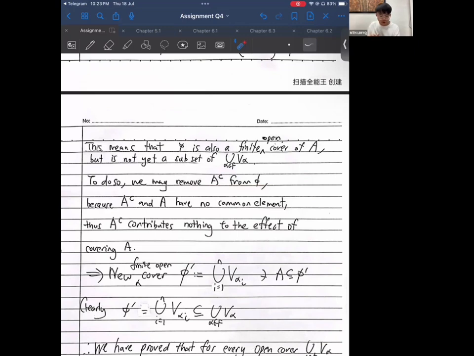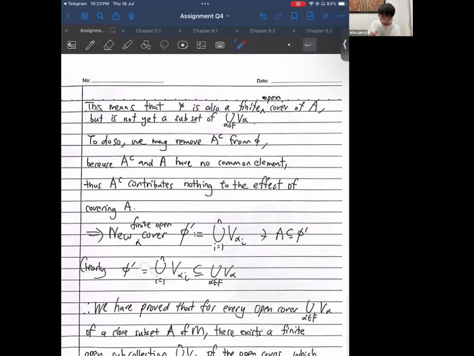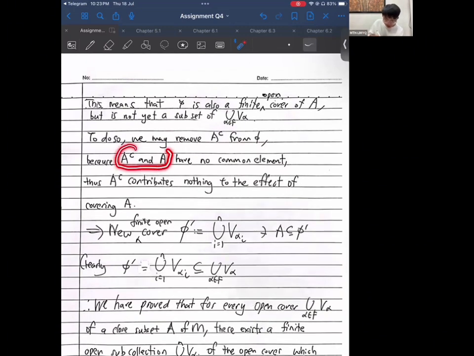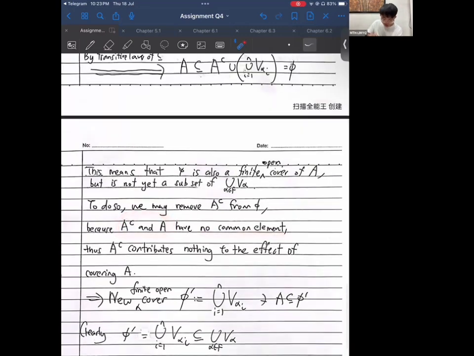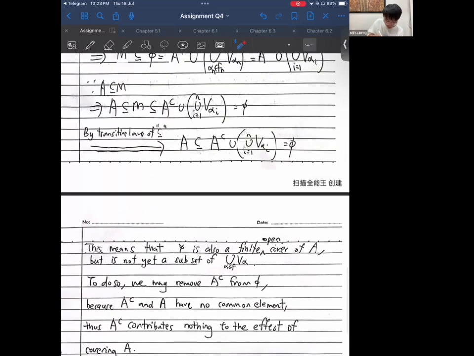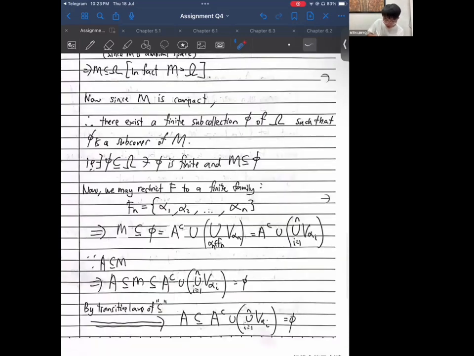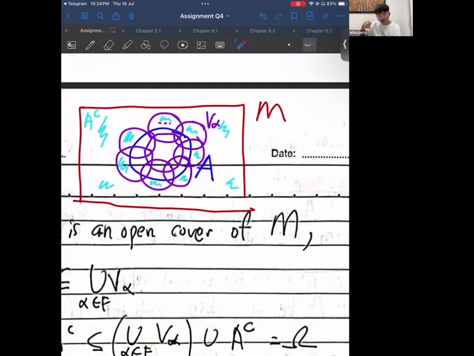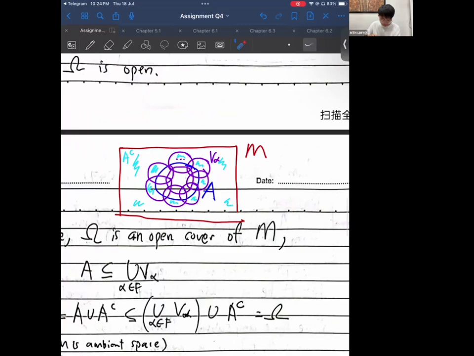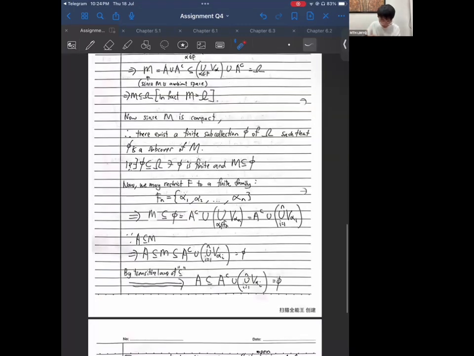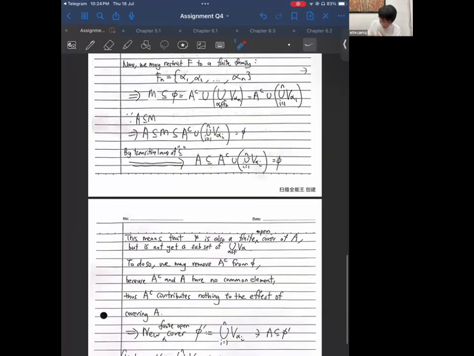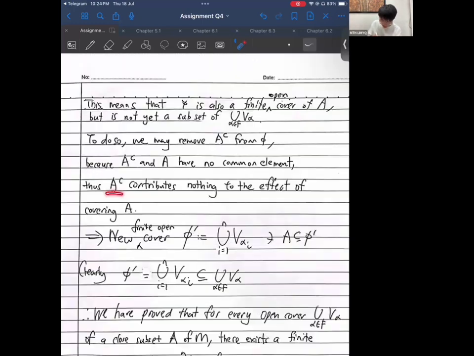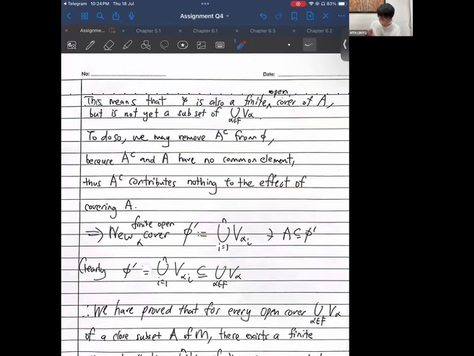The reason why we can remove A complement is that A complement and A have no common element, which means that A complement actually cannot cover A. It contributes nothing to cover A because it does not have any element lying in A. Their intersection is a null set. So A complement contributes nothing to the effect of covering A.